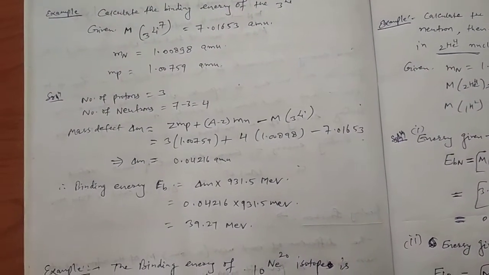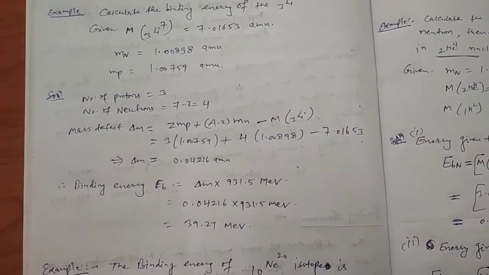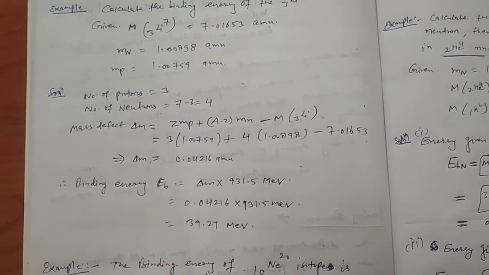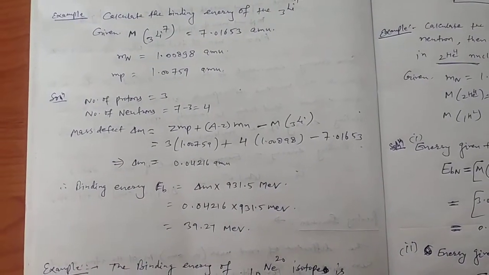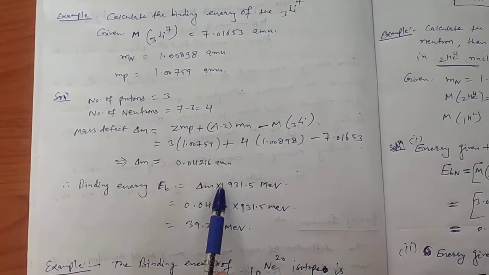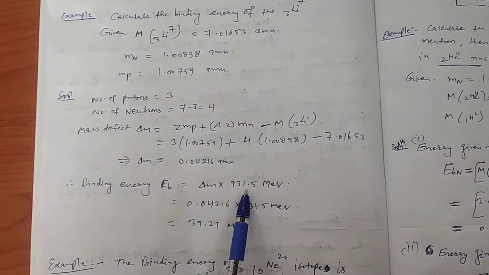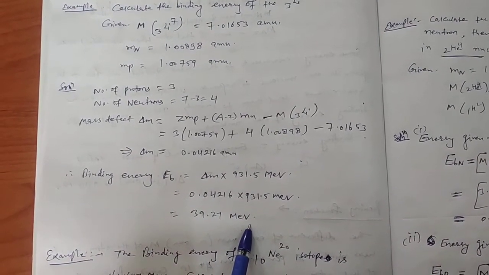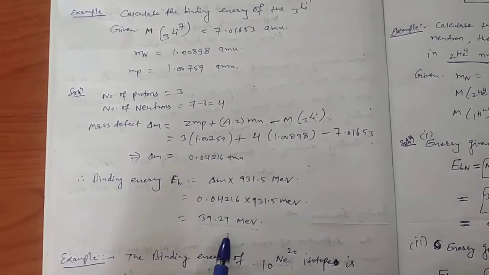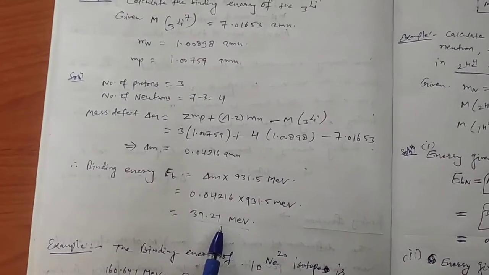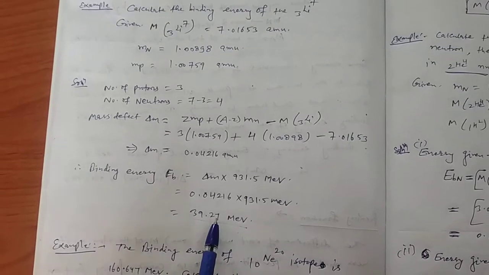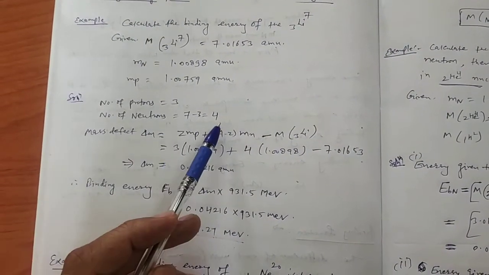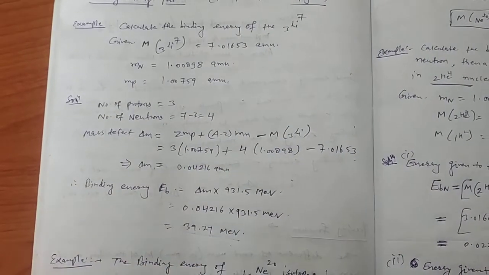Now to calculate the binding energy of the nucleus 3Li7, we multiply this mass defect by 931.5 MeV, and we find the value of binding energy, 39.27 MeV. This is the energy which is required to separate the nucleons, which means 3 protons and 4 neutrons, from the nucleus 3Li7.